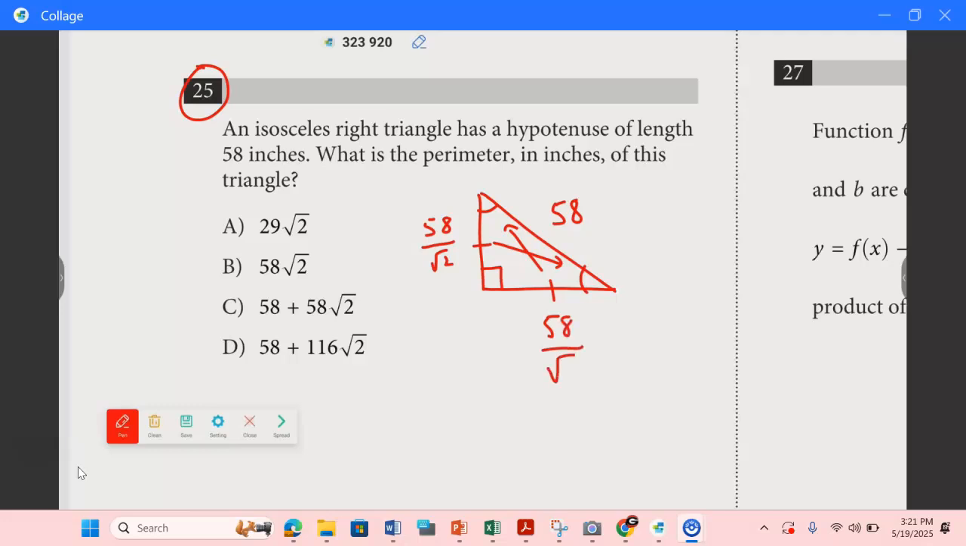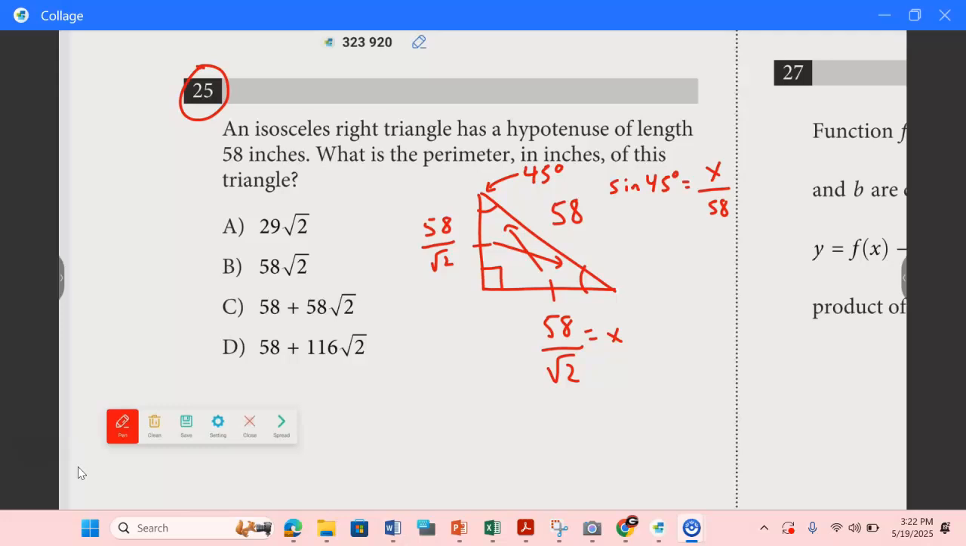Now, an alternate way of doing this would be to use this angle here and realize it's 45 degrees. You might set up sine of 45 degrees, and you need to know your trig functions, is equal to opposite, call this x right here, divided by the hypotenuse. Then take your calculator or Desmos, 58 times sine of 45 degrees, and you'll find the same thing: 58 over root 2.